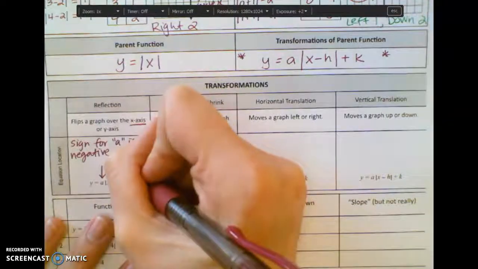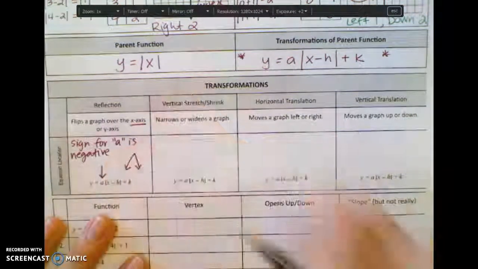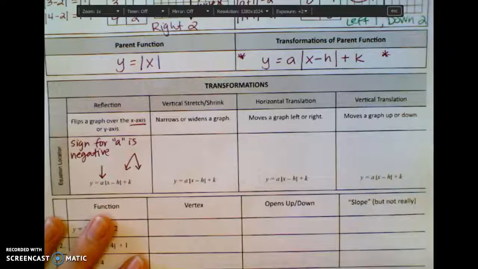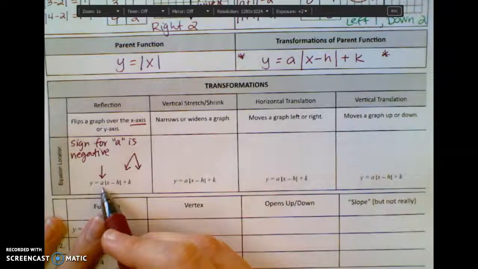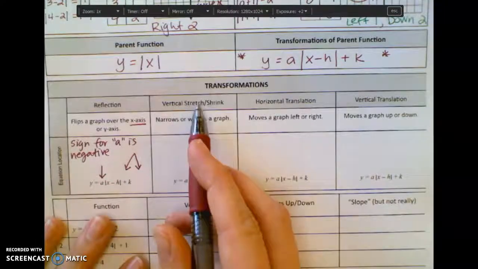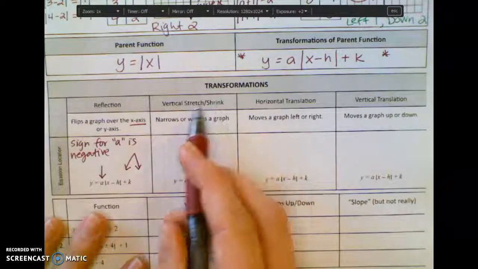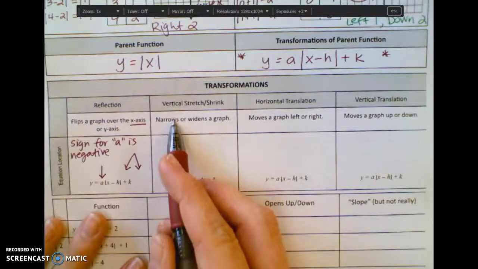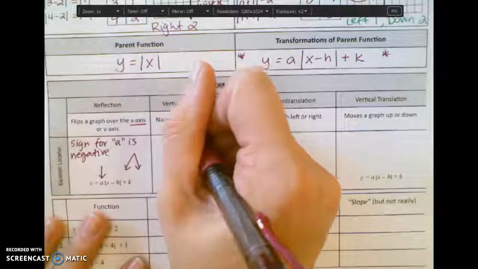And if we have a reflection, that means our graph, our V, is going to face down. It's going to open downward. So that's what a reflection is, and that's how we find it. Let's look at vertical stretch and shrink. A stretch actually means that the graph gets narrower. So let's draw a line there.